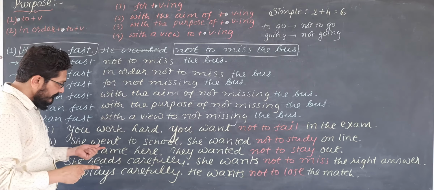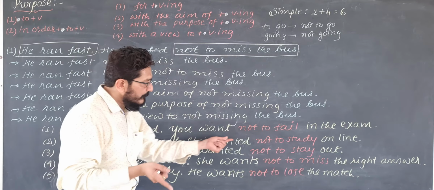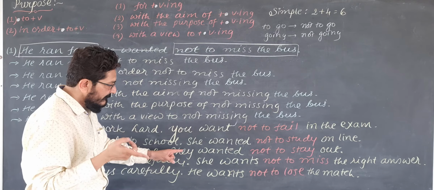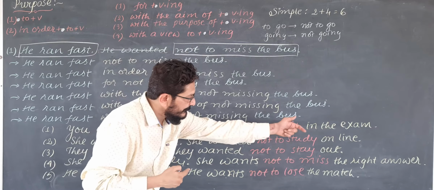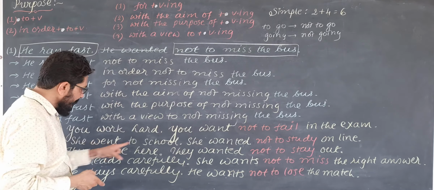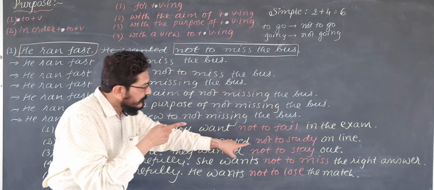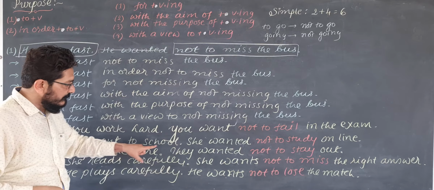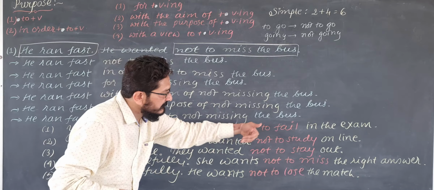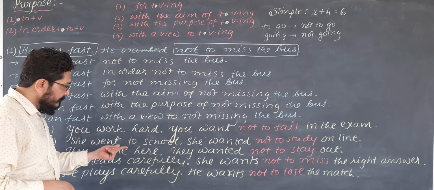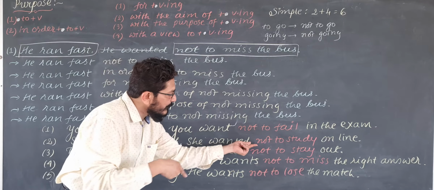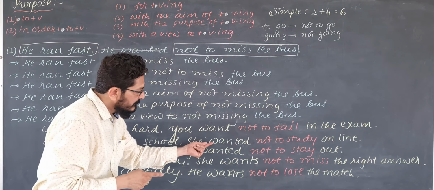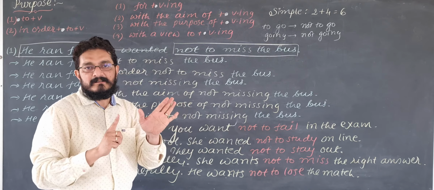First, she went to school not to study online. Second, she went to school in order not to study online. She went to school for not studying online. With the aim of. She went to school with the aim of not studying online. She went to school with the purpose of not studying online. She went to school with a view to not studying online. 6 sentences.